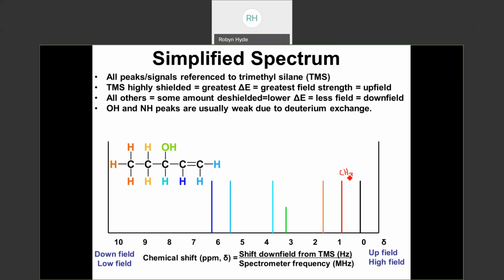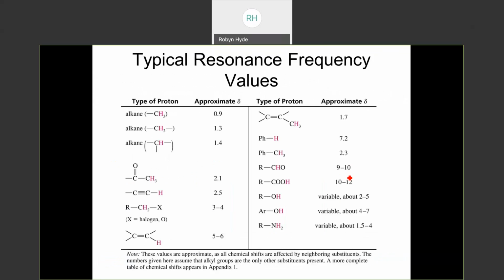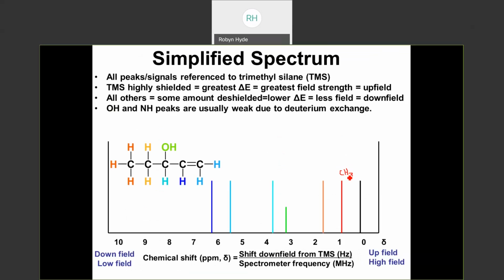I'm going to flip forward one slide. Is there a table of values you could memorize? Yes. Do I find it worthwhile? No. I think we're going to do this enough that you're going to get a feel for NMR. You don't need to have these exact numbers in your head. So instead, I'm going to give you some ranges to think about.